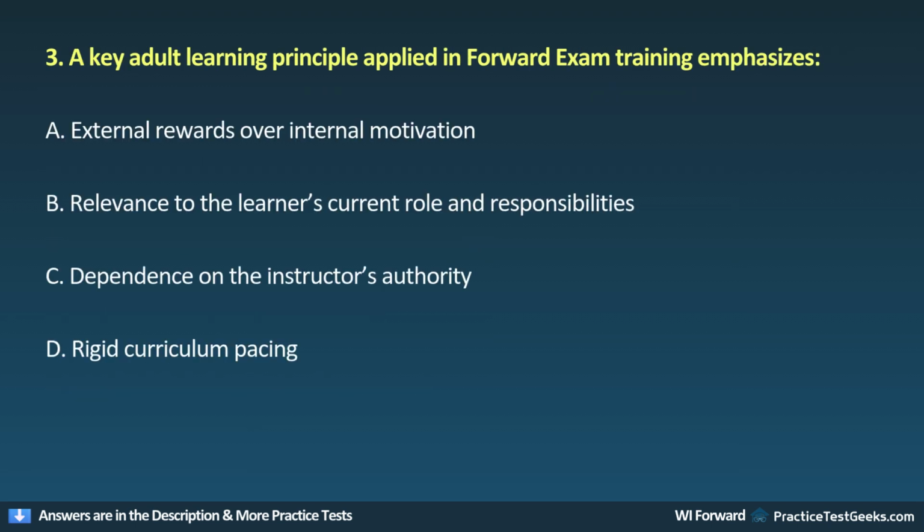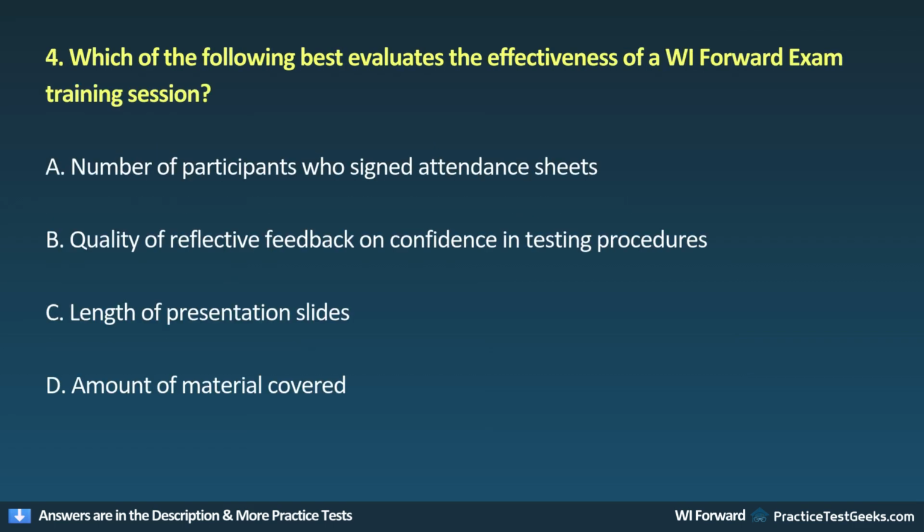3. A key adult learning principle applied in forward exam training emphasizes A. External rewards over internal motivation. B. Relevance to the learner's current role and responsibilities. C. Dependence on the instructor's authority. D. Rigid curriculum pacing.